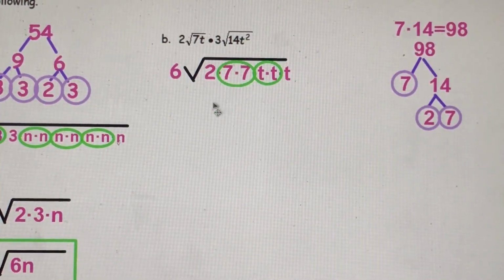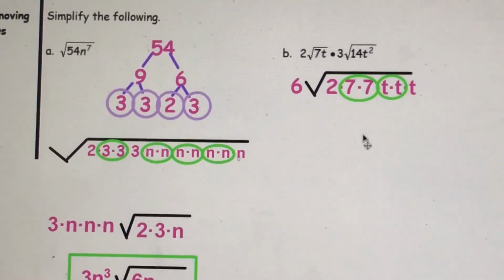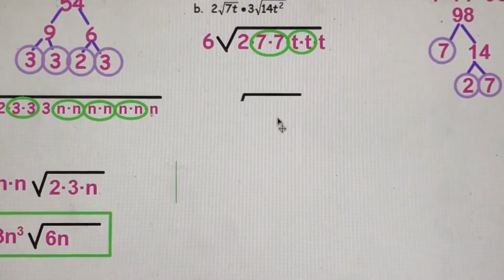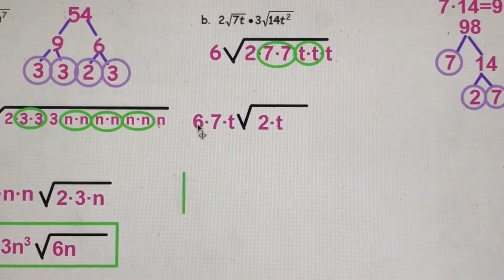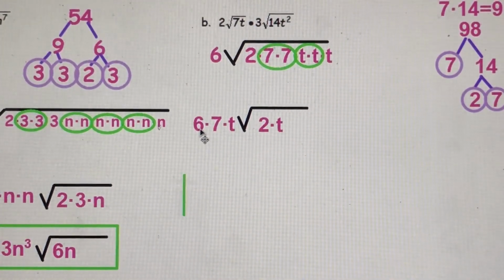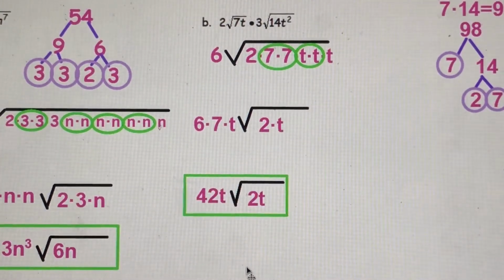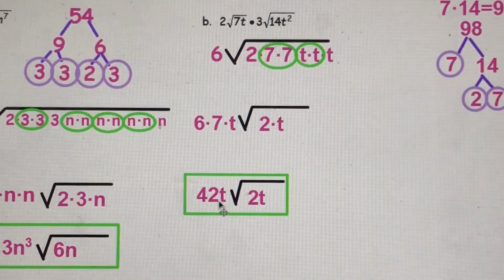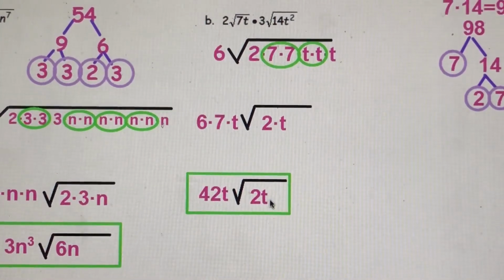I still bring out the same way as I did in my previous example, except this time when I bring something out, there was already a 6 outside. I have to take that into consideration. So finally, when I do this, I would have 42 times t times the square root of t squared.